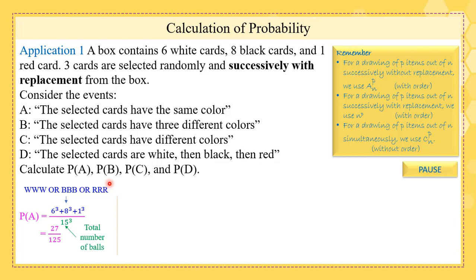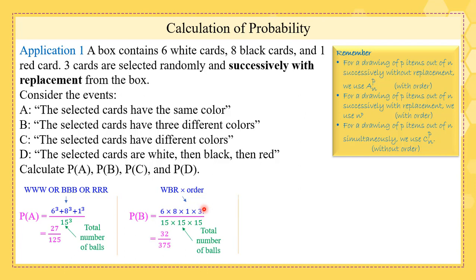Try to find P of B alone. The selected cards have 3 different colors. Now for this case, they could be W, B, R, and we never forget the order. W is 6, B is 8, and R is 1, and the order is 3 factorial. Try to find P of C alone.